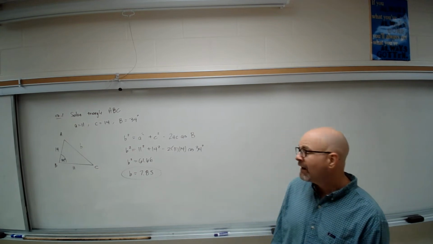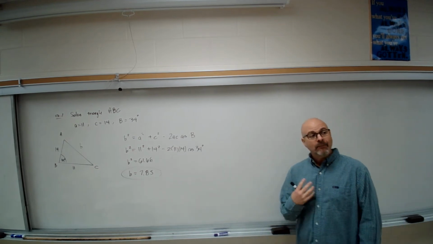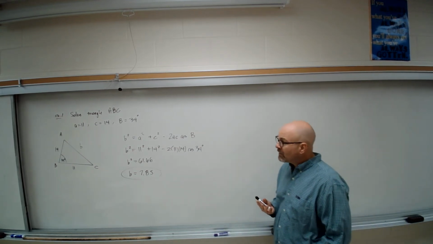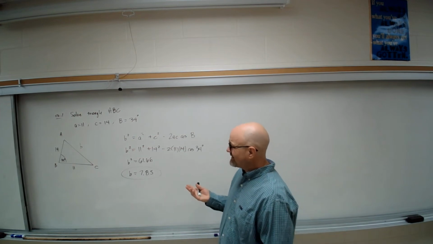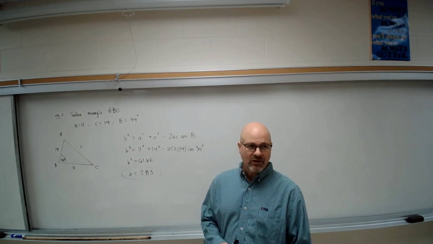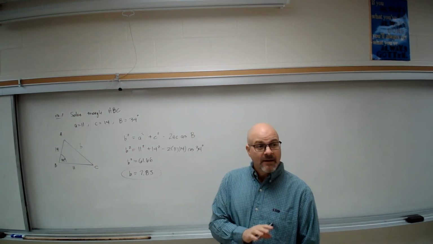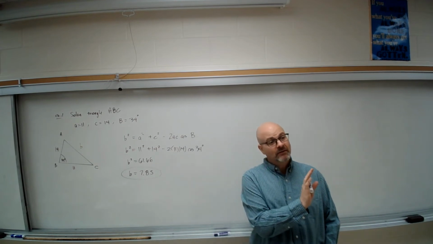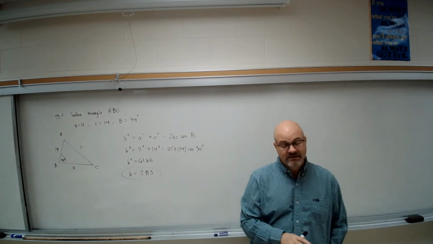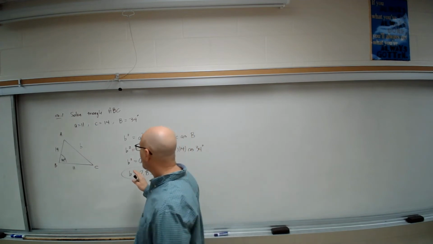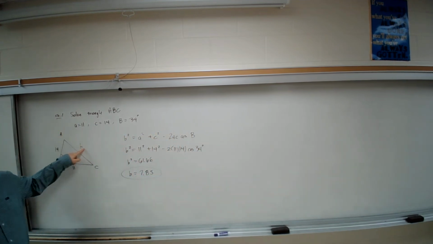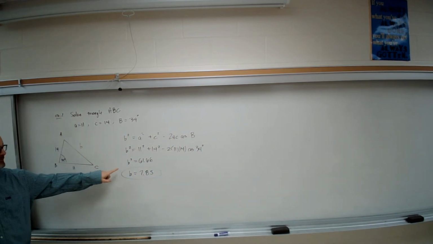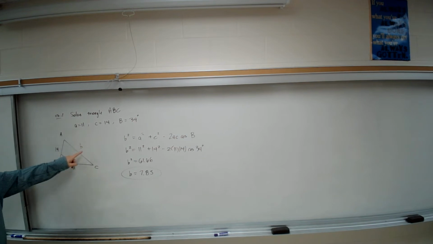Okay, now that we found that, at this point, we got a couple options. I'm going to definitely use the law of sines here. It's so much easier. But here's where you want to be careful about which angle we find next. As we look at this, we know that side B is 7.85. That's the smallest side, correct? This is the middle length side. This is the longest side.